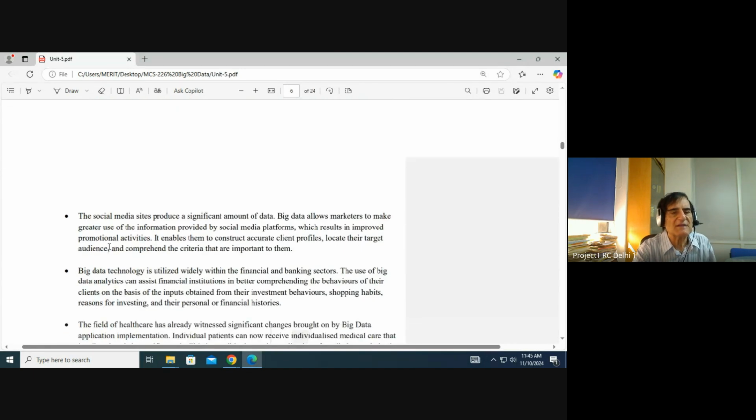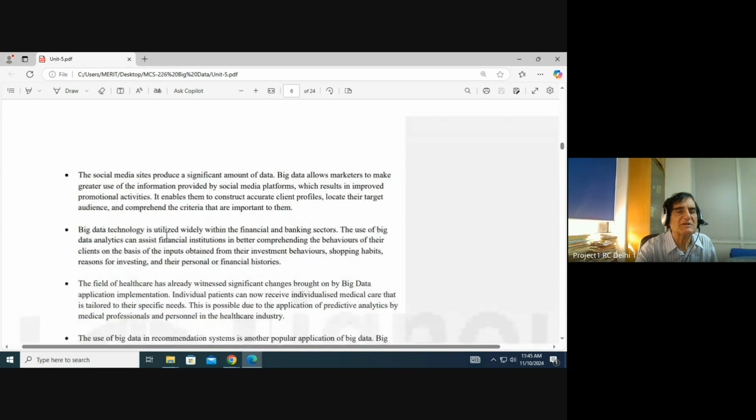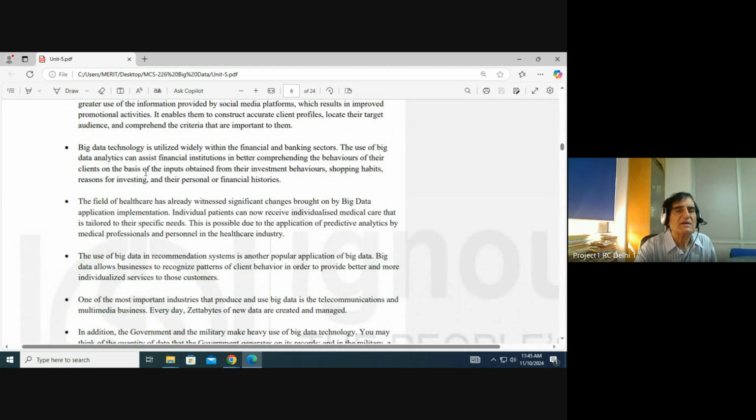The social media sites produce a significant amount of data. Big data allows marketers to make greater use of the information. So that's why big data technology is utilized widely within the financial and banking sectors. If we look at the banking sector, you see I get that I can get loan up to this much amount, please you have to just sign it and loan will be given to you within 1 hour. So that type of marketing is being done by this.